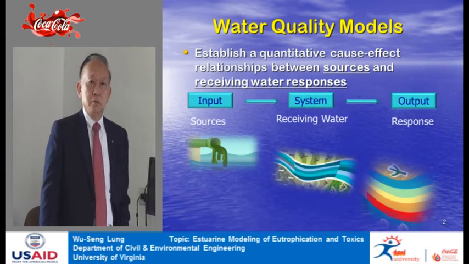Now, we talk about models, water quality models. What is a water quality model? A water quality model has input sources such as contaminants and pollutants entering the system. Today, our system is one of the many estuaries. Then the response. This is input, system, output, you see the sequence. In this sequence, you see the pollutant coming out. This is the system, and what's the response?